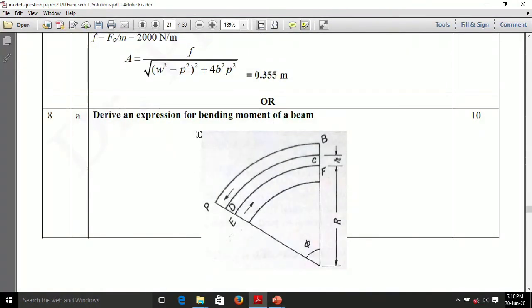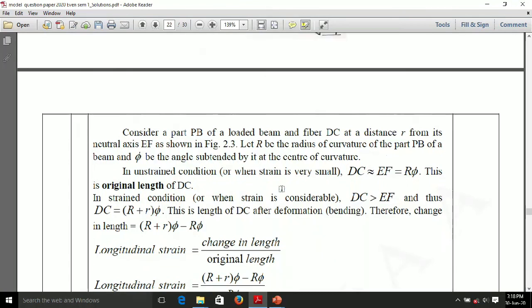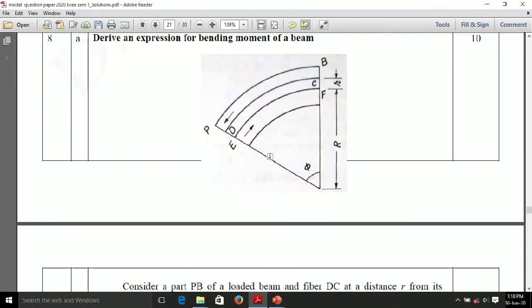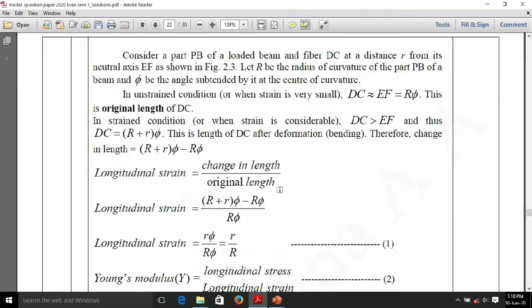Derive an expression for bending moment. For deriving this expression, you need the diagram. Without the diagram, if you derive this equation, you will lose at least 2 marks. So it is very essential. You have to draw the diagram, you have to explain the diagram. Only then you have to start the explanation.